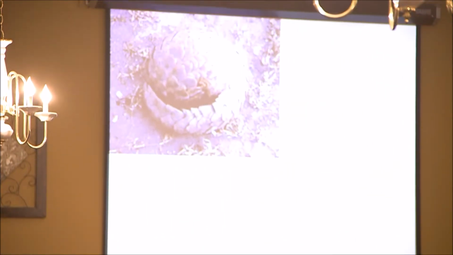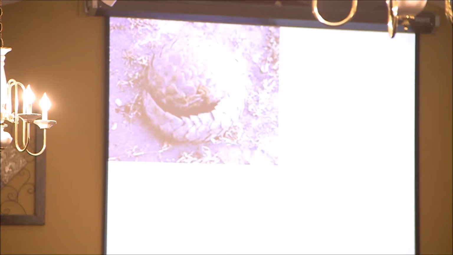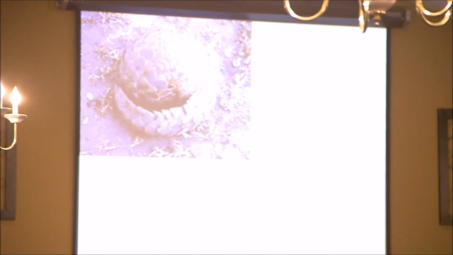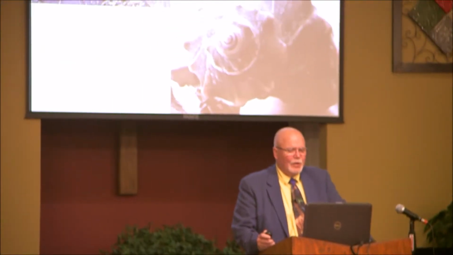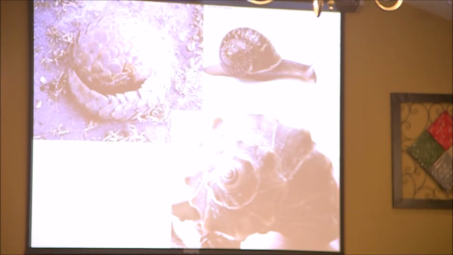This is a pangolin, which is a small anteater, but he curls up into a spiral when he's in danger, and God gave him a hard shell, armor around his outside, he just waits till everything's gone. Conch shells, a garden snail, all have spirals.